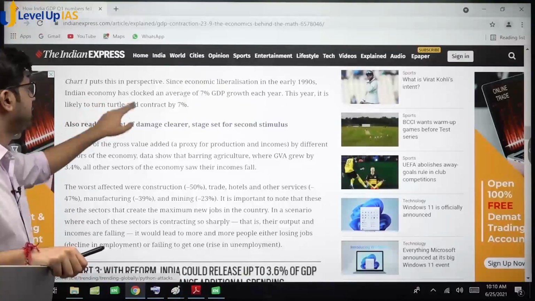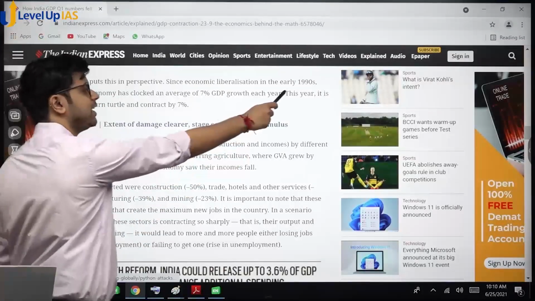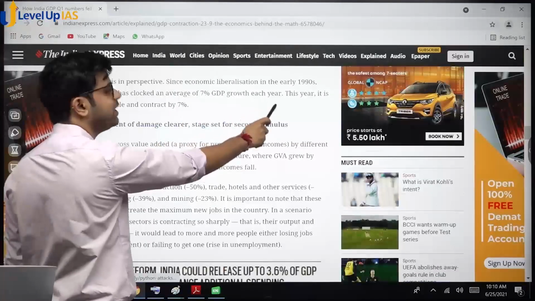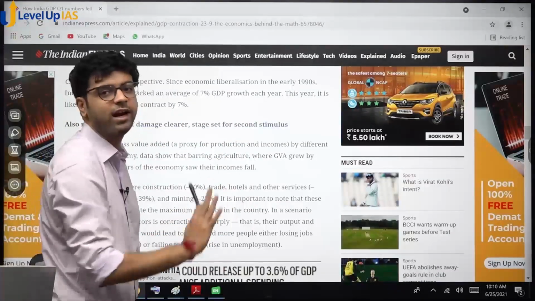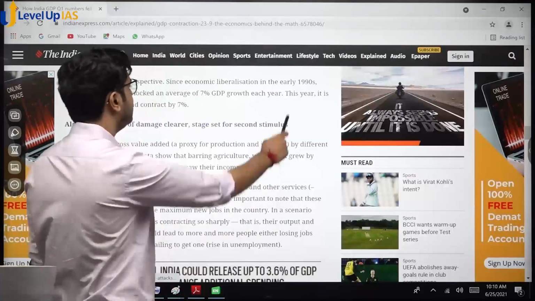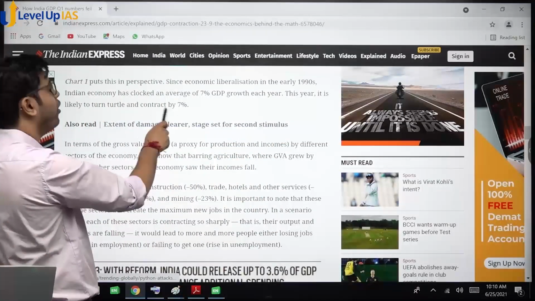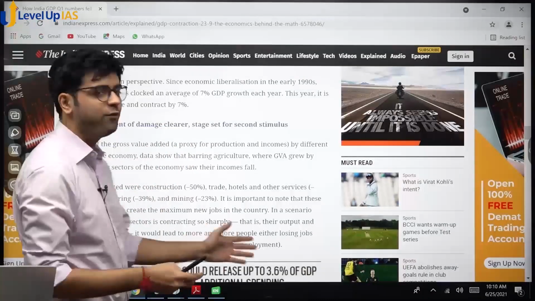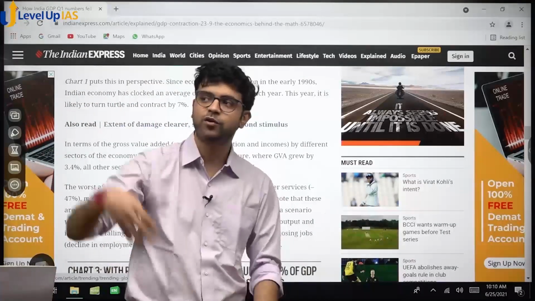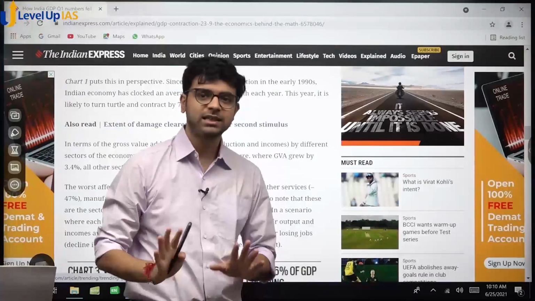Chart 1 puts this in perspective. Since economic liberalization in the early 1990s, the Indian economy has clocked an average of 7% GDP growth each year. This line, as it is, you can write in your answer, in your economic essays, in the essay paper, as it is. This year it is likely to turn turtle and contract by 7%. So till now we were growing at an average rate of 7%. See, we have grown at 1% also, we have grown at 11% also. Average rate is 7%.